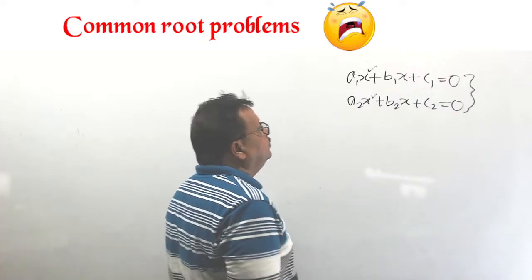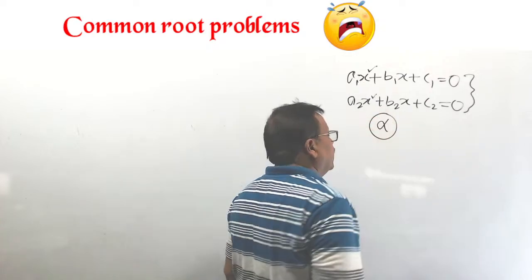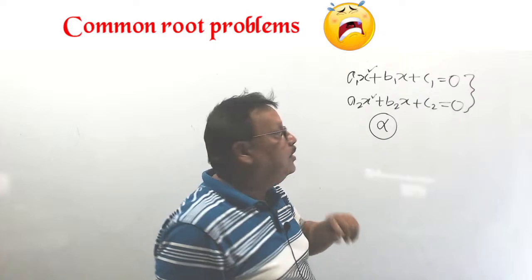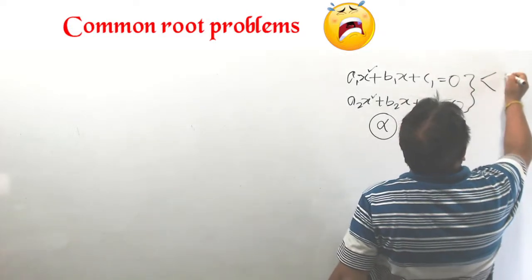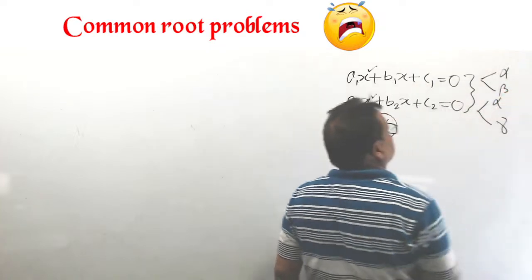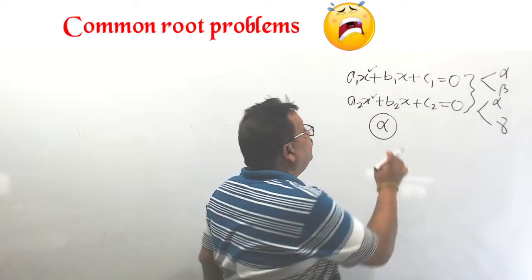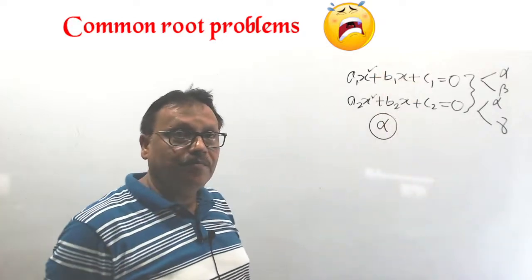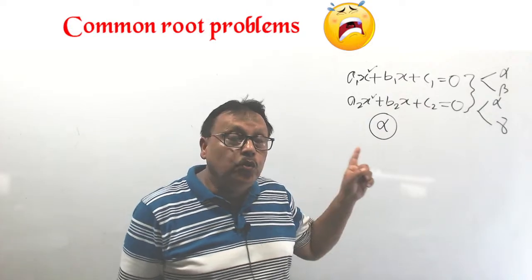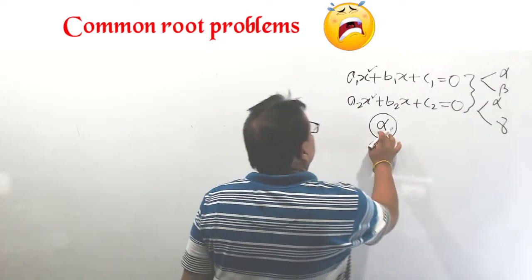Now let us assume alpha is a common root for these two equations. That means the roots of one are alpha and beta, and for the other, alpha and gamma. So alpha is the common root for both equations. So of course alpha will satisfy these equations, isn't it? Now we are going to find the condition that two equations will have a common root.